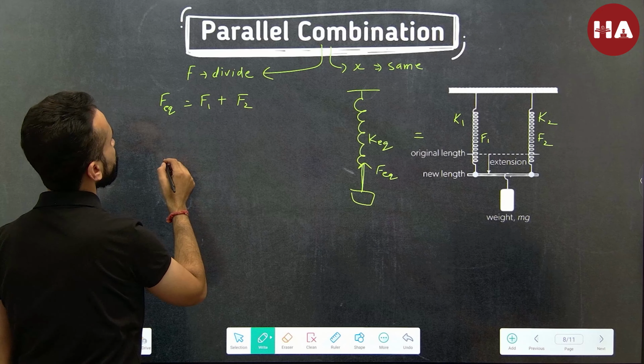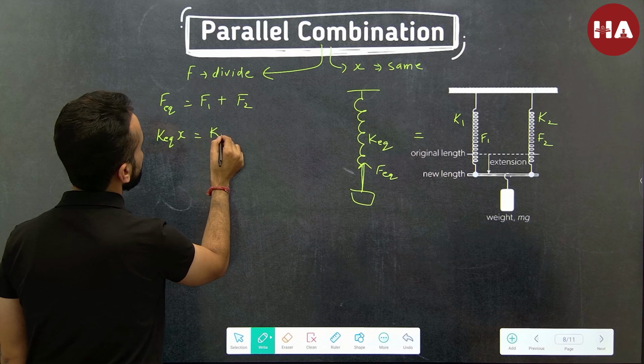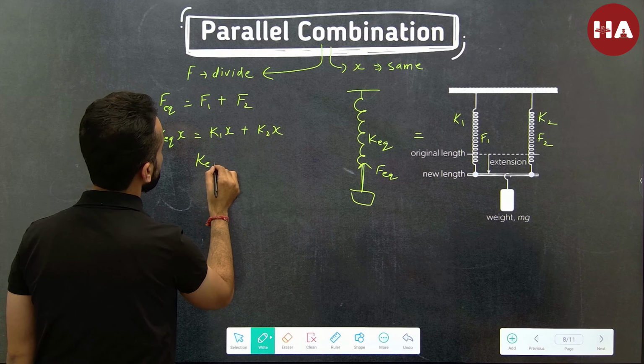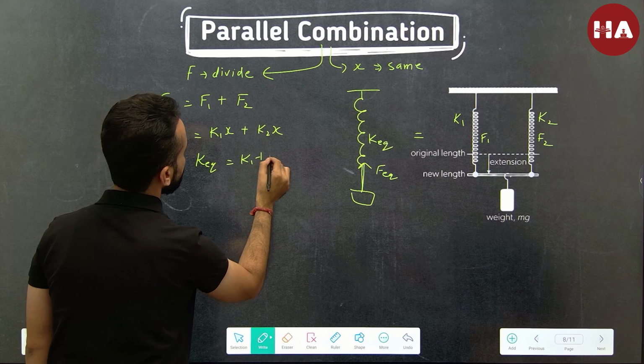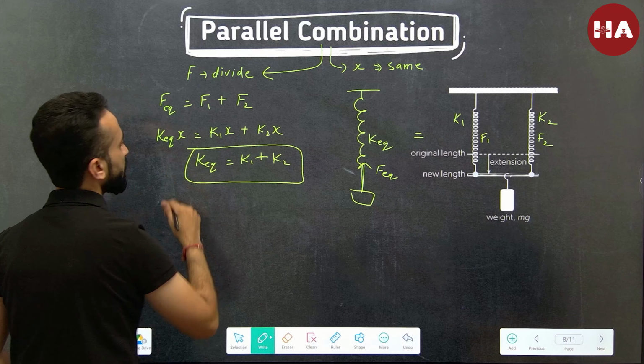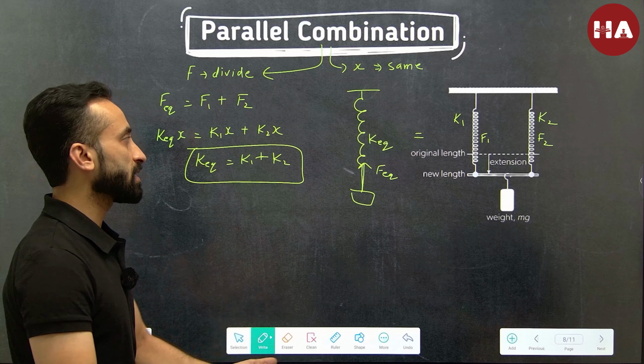So what are we going to write then? We will write K equivalent into X. This is K1 into X plus K2 into X, giving us K equivalent equals K1 plus K2, isn't it? And again, we can generalize this. If there are 3 springs, then it is going to be K1 plus K2 plus K3.